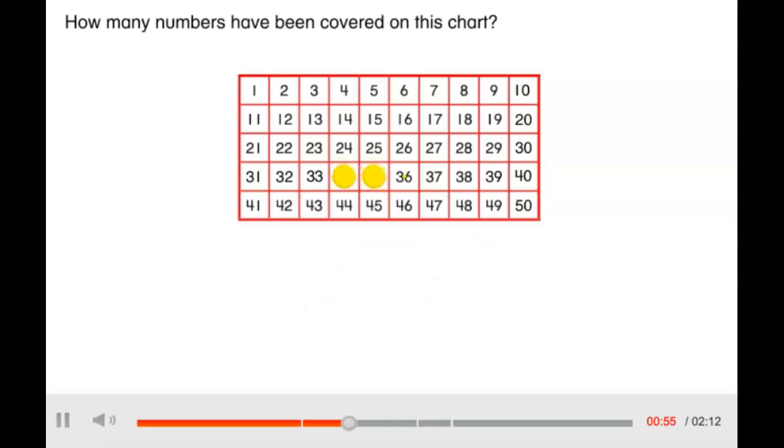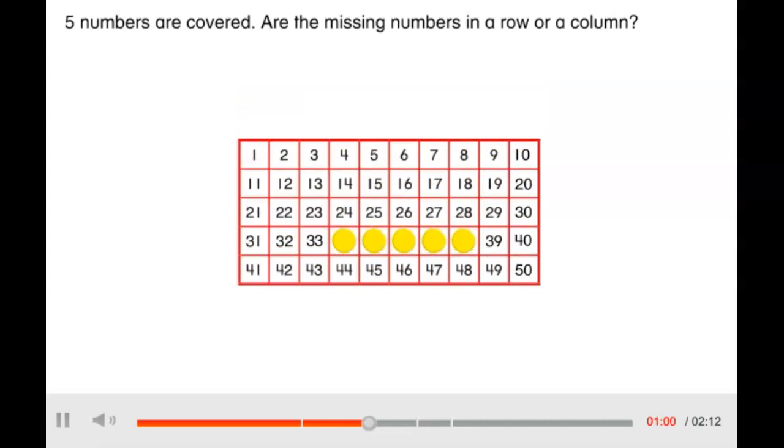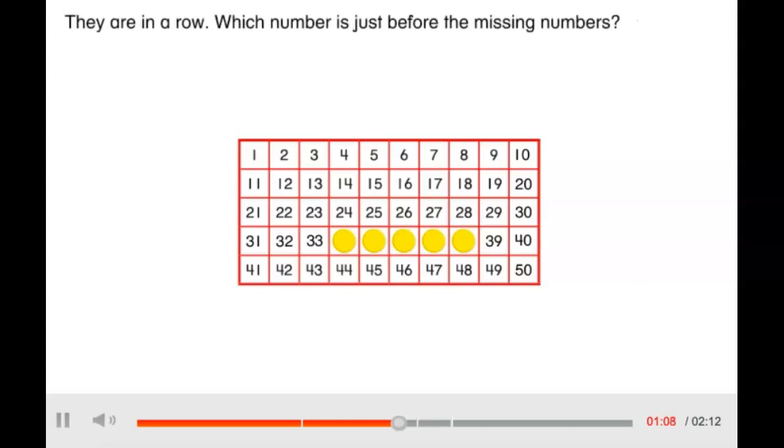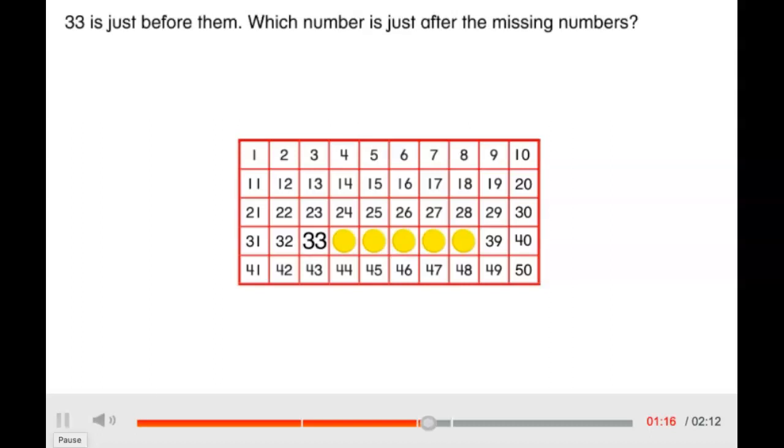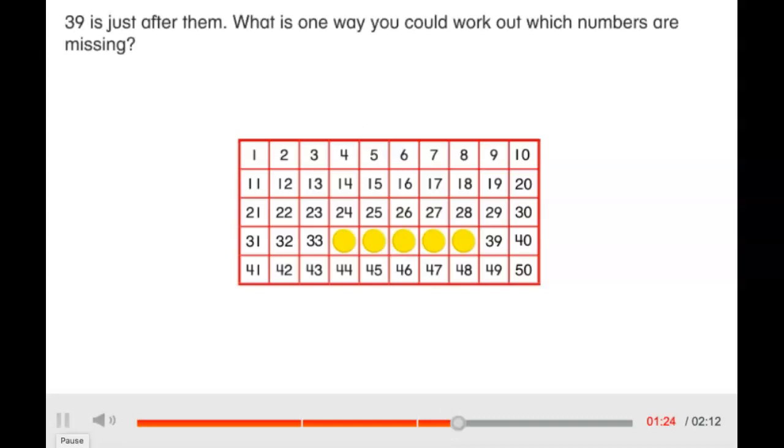How many numbers have been covered on this chart? 5 numbers are covered. Are the missing numbers in a row or a column? They are in a row. Which number is just before the missing numbers? 33 is just before them. Which number is just after the missing numbers? 39 is just after them.